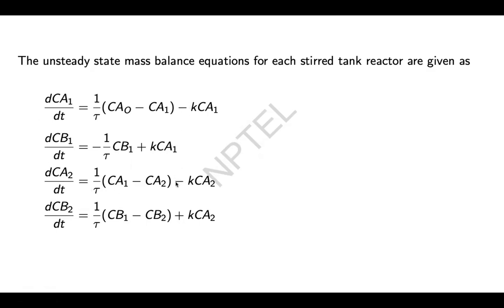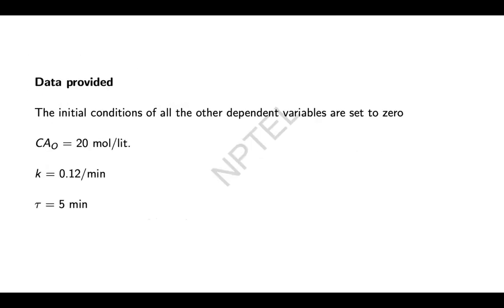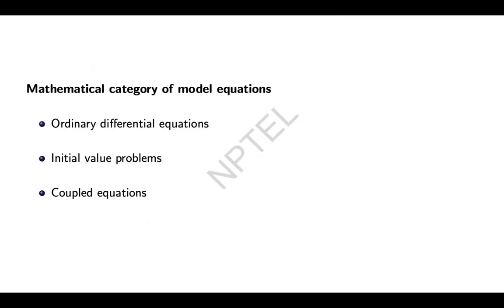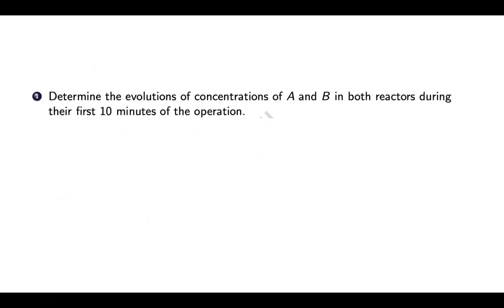That is, these four ODEs have to be solved simultaneously. So you have an ODE problem, an initial value problem, and these ODEs are also coupled. These are the different categories that we'll be encountering in this question. Now let us come to the first part of the question: determine the evolution of concentration of A and B in both the reactors during the first 10 minutes of the operation. Before solving that, I'll do a quick recap. Just give me a second.